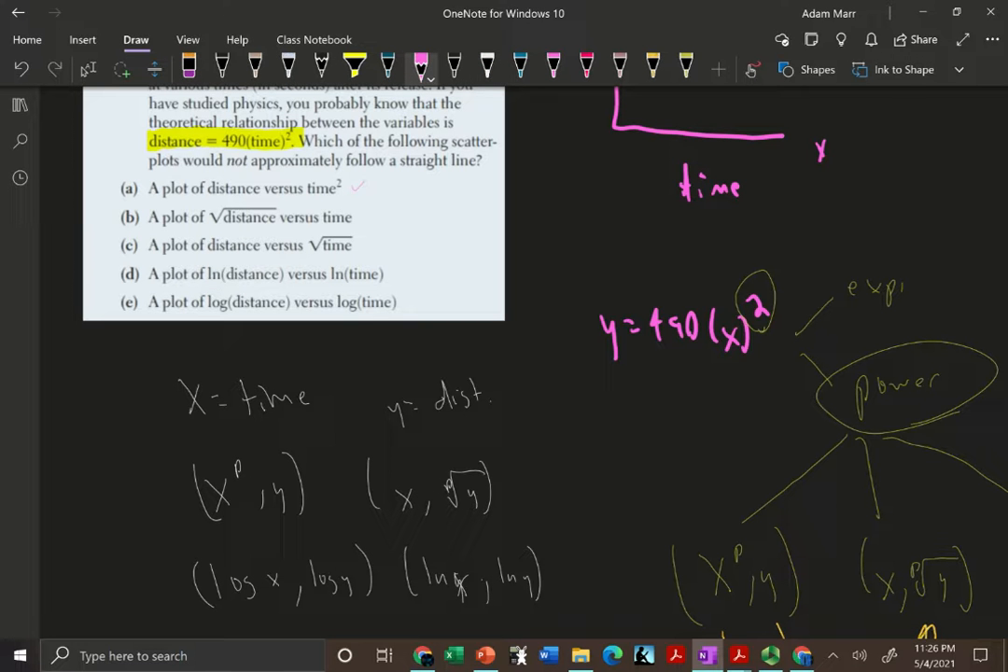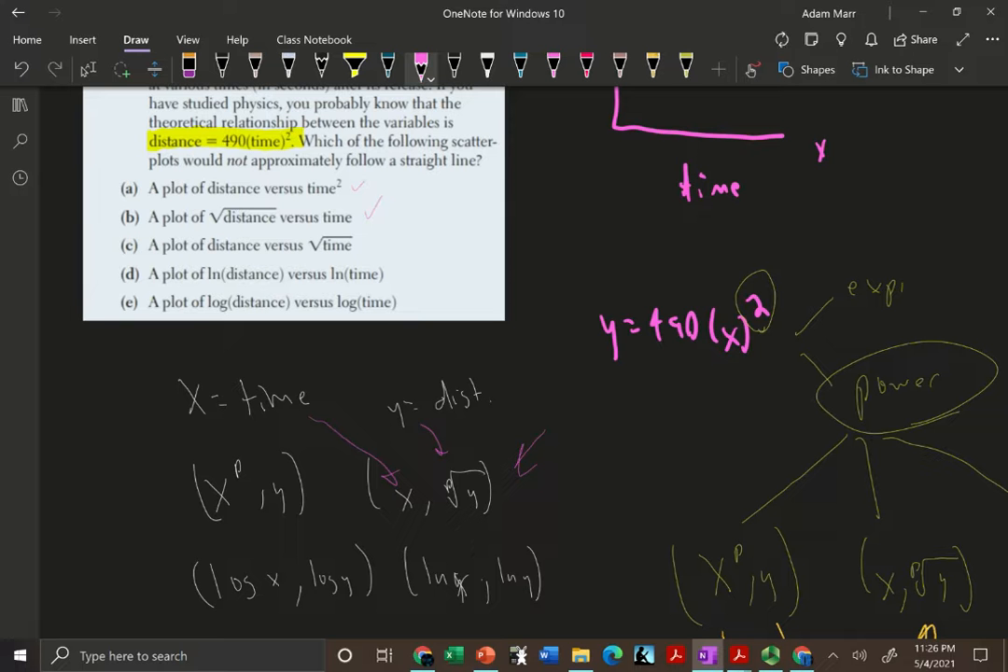Second one, a plot of square root of distance versus time. Okay, so that's going to be like kind of like right here, right? The time is my x, and square root of distance is like right there. So that's okay.